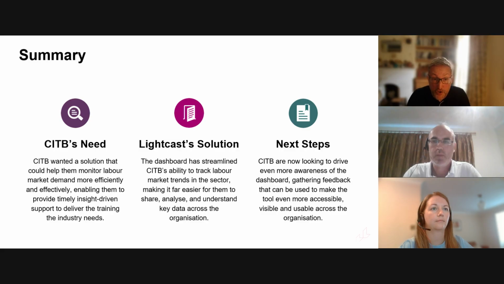The dashboard itself streamlined the ability for CITB to track labour market demand in the sector, making it easier for you and the organisation to share, analyse and understand key data. And we've heard about how that focus could be quite different, either geographically or on particular occupations, and there's flexibility to filter to those points within the dashboard itself. And then in terms of next steps, we heard from Adam about looking to drive more awareness of the dashboard, gathering feedback that could then be used to inform the evolution of the tool over time.